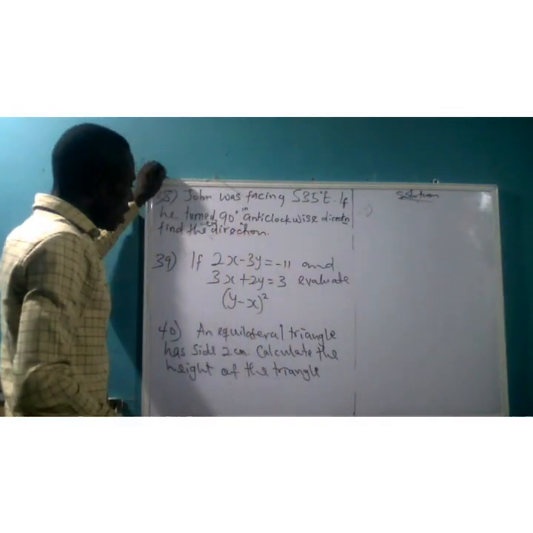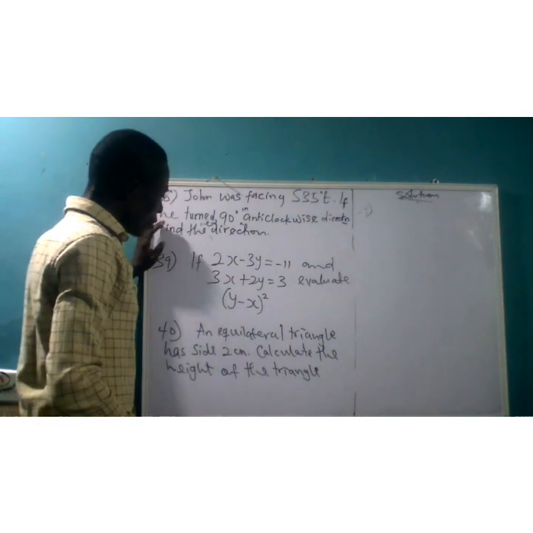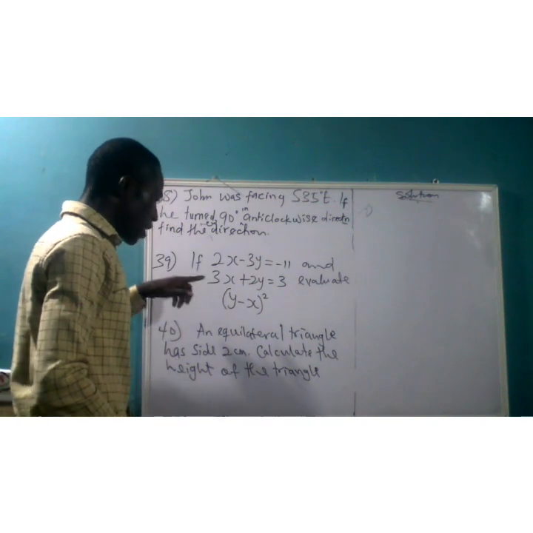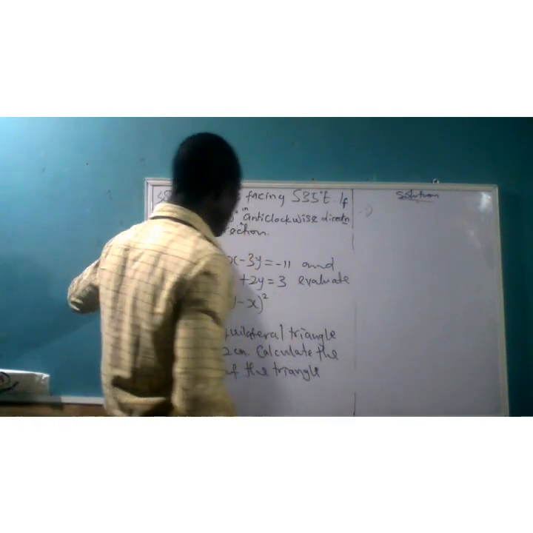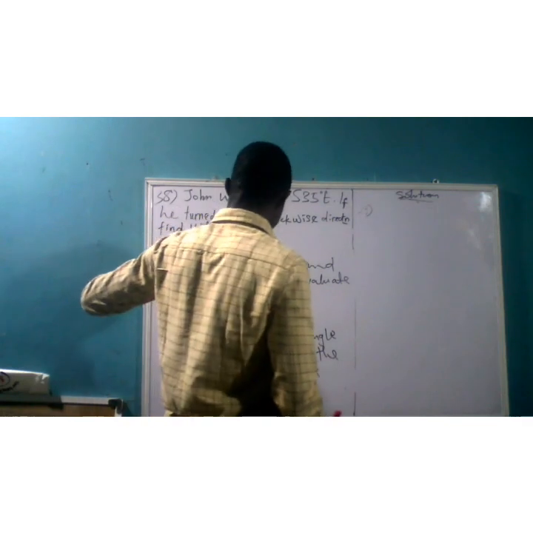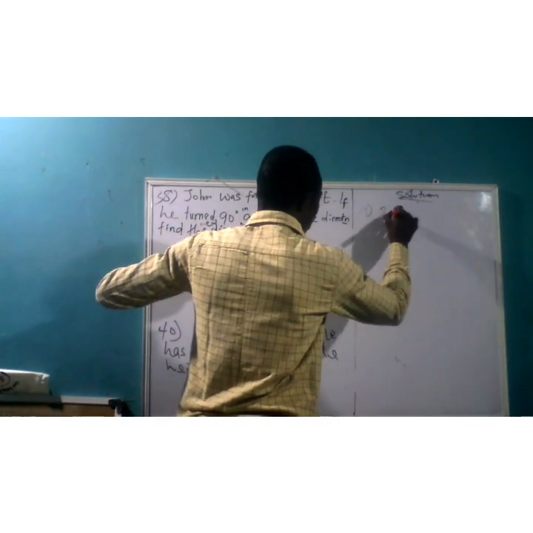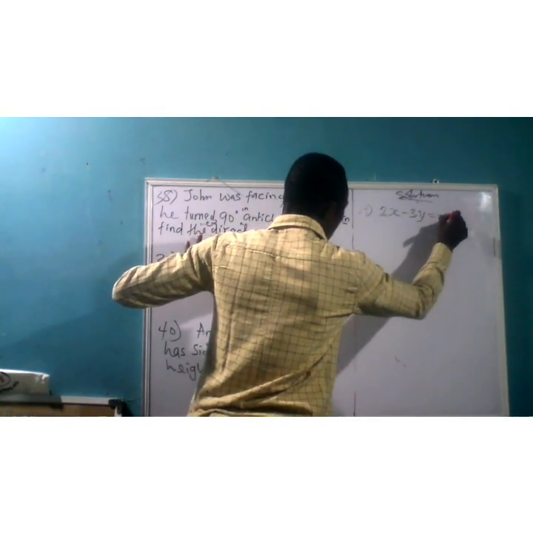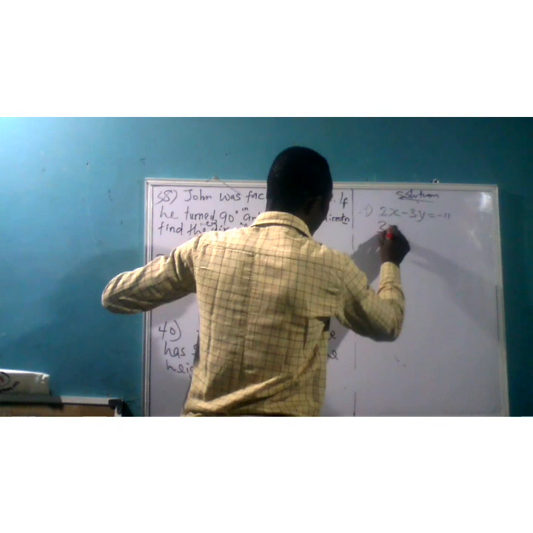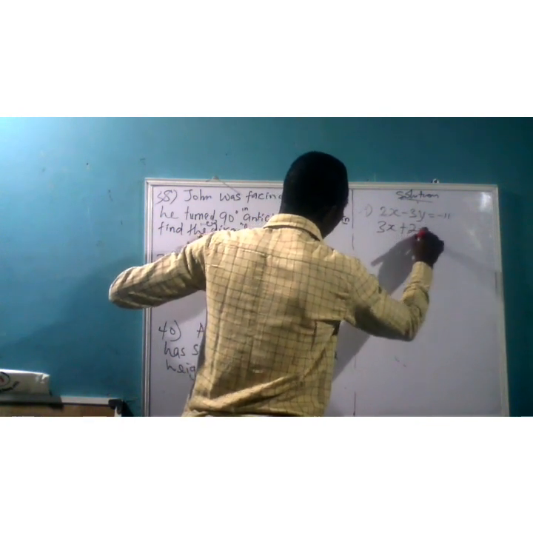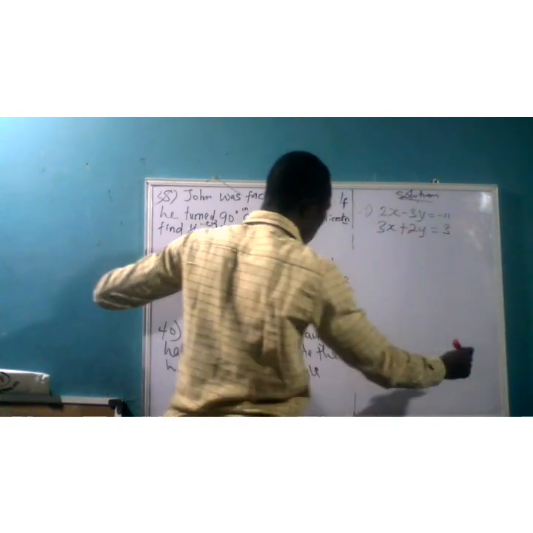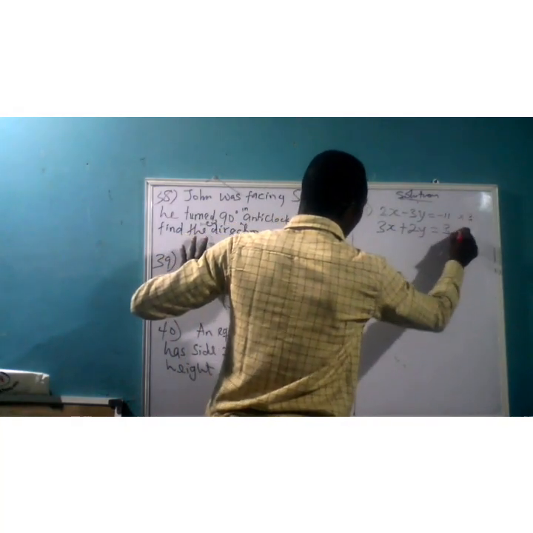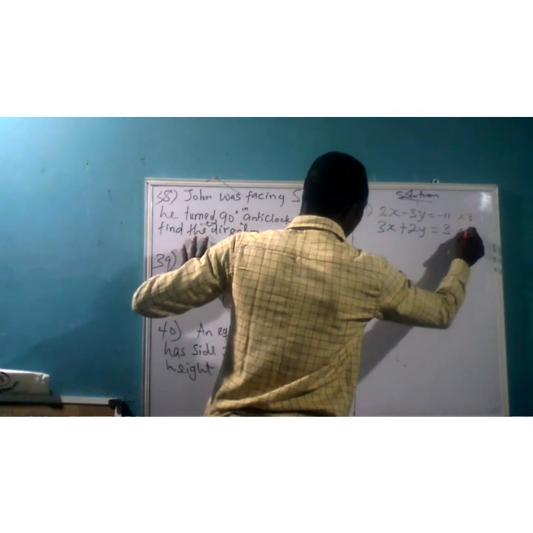Now let's take question number 39. If 2x minus 3y equals minus 11 and 3x plus 2y equals 3, evaluate (y minus x) all squared. This is a simultaneous equation, and we need to solve it simultaneously. Okay, let's take the equations. You have 2x minus 3y equals minus 11. Then you have 3x plus 2y equals 3. Okay, to eliminate x in this equation, let's multiply the first equation by 3 and the second equation by 2.